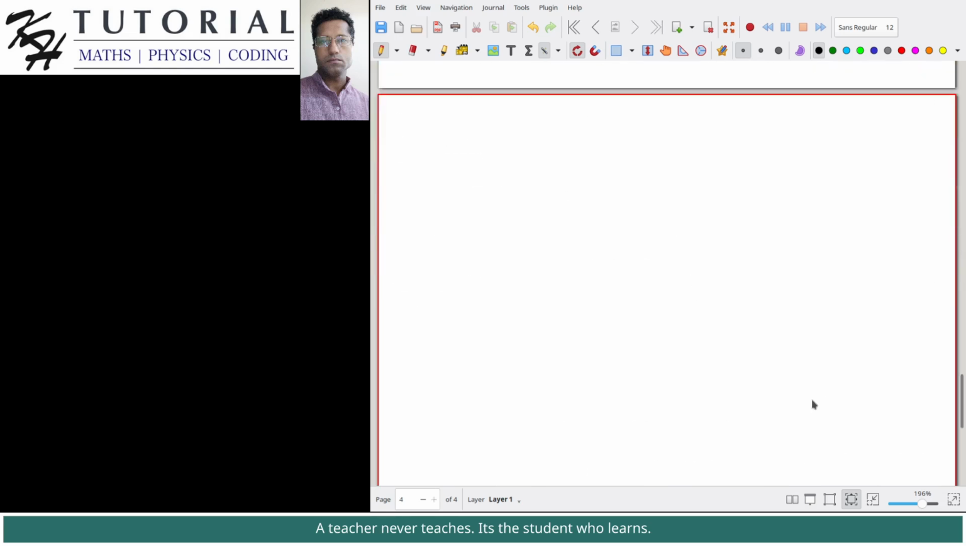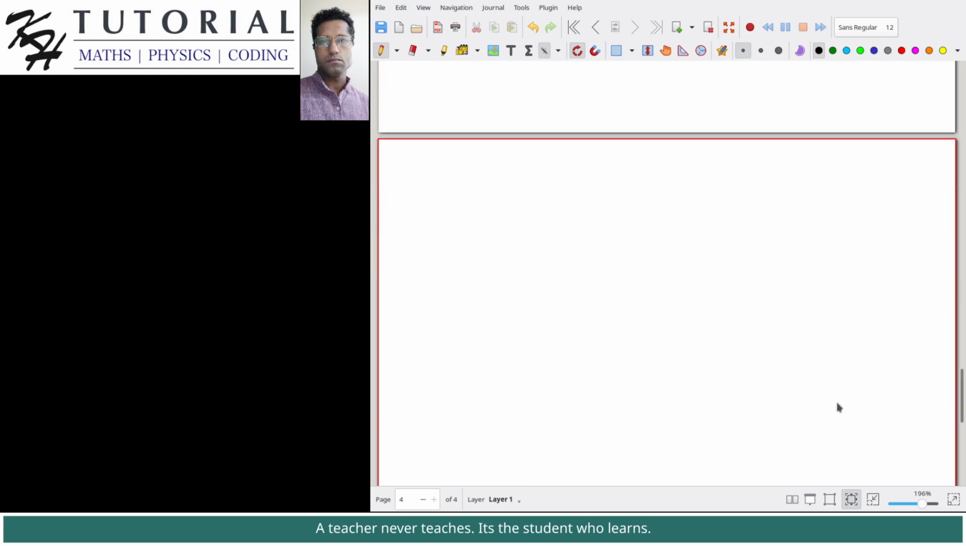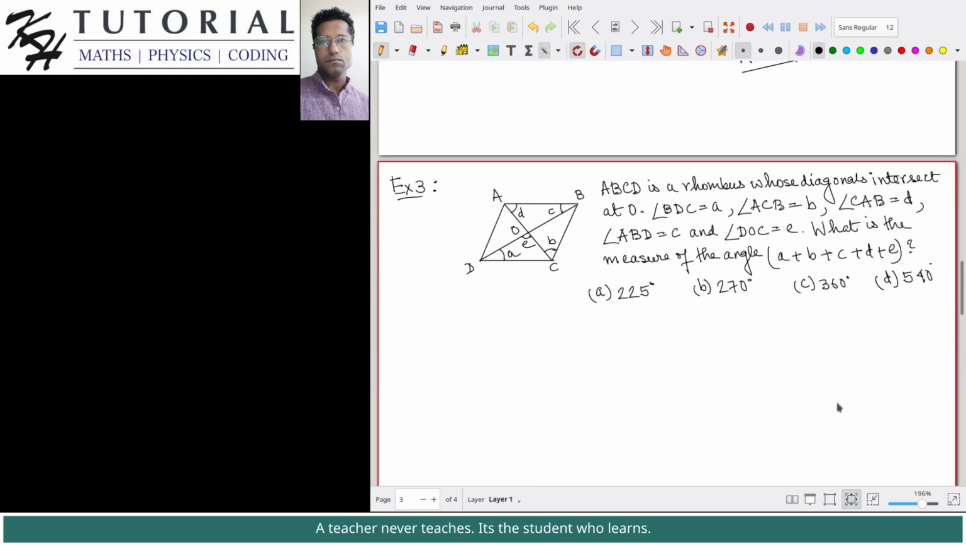We have one more problem. ABCD is a rhombus whose diagonals intersect at O. Some angles are given. BDC is A, ACB is B, CAB is D, ABD is C, and DOC is E. What is the measure of the angle A plus B plus C plus D plus E?